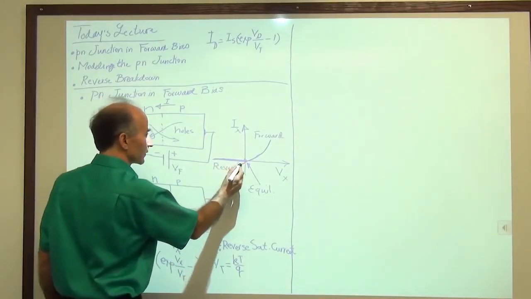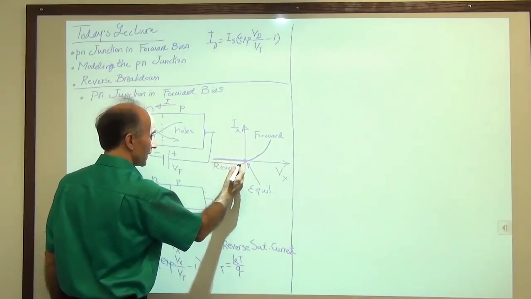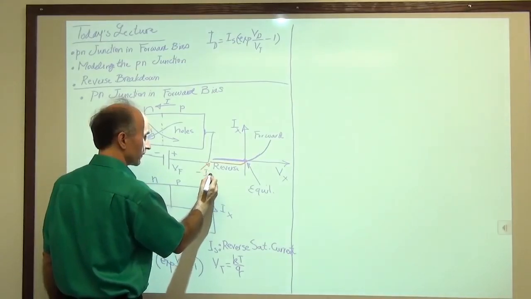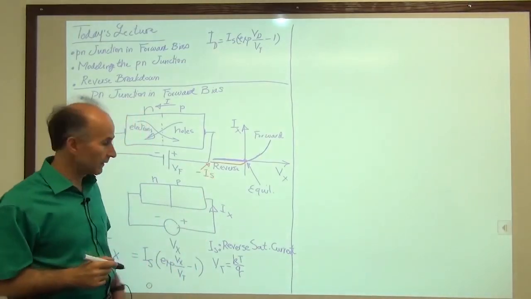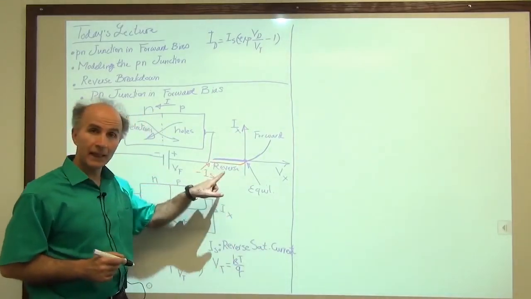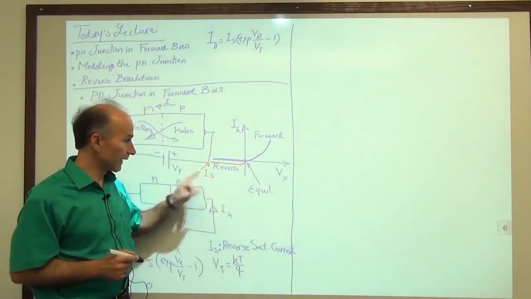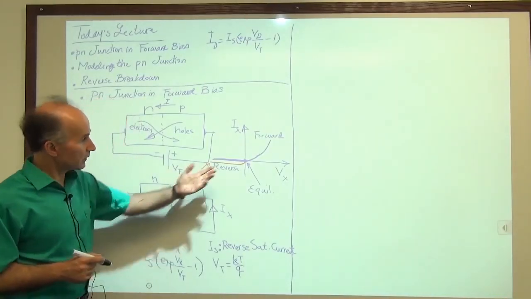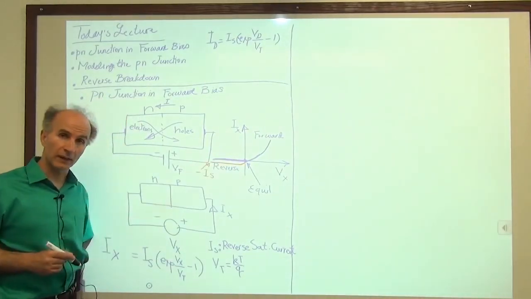So for very negative voltages, we just have this. And this value is equal to minus Is. And that's why we call this the reverse saturation current. It has saturated in the reverse condition to this value, minus Is. All right, so this is what the general characteristic actually looks like.